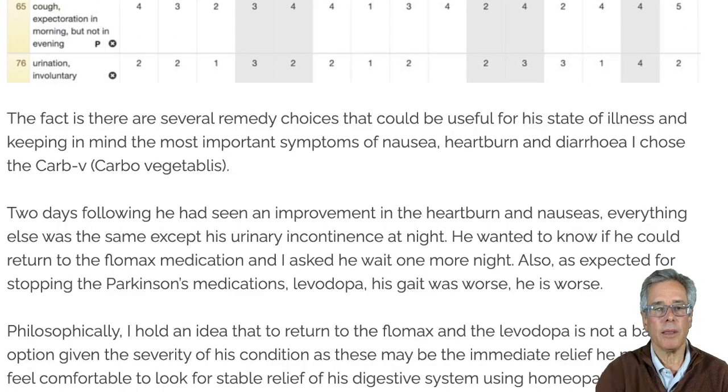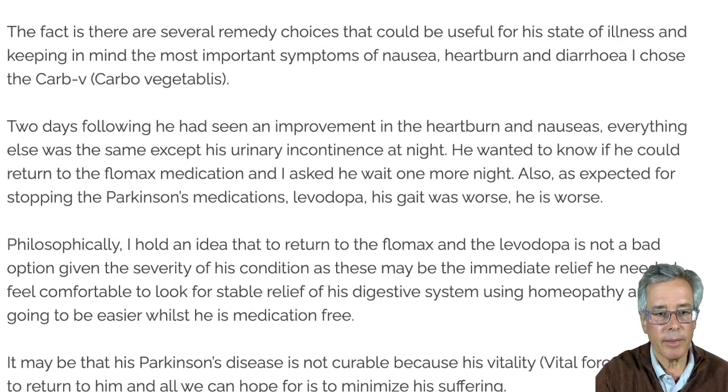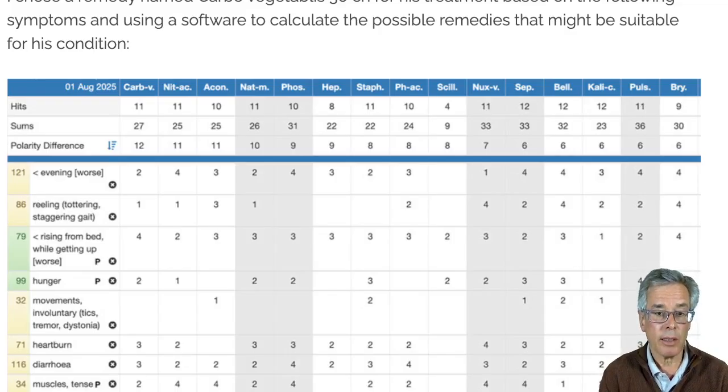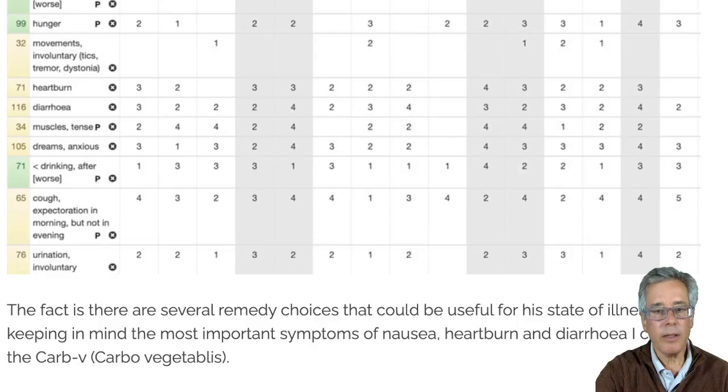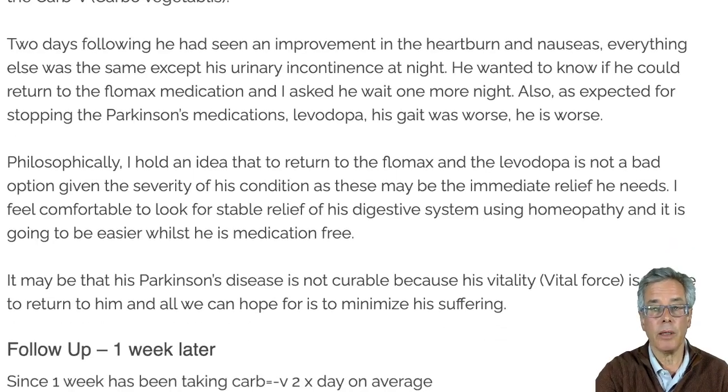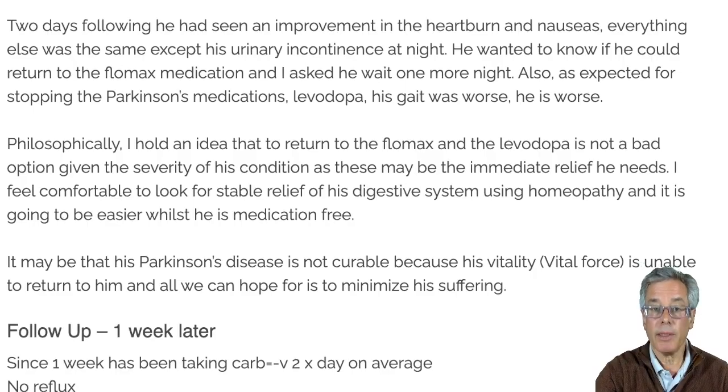So I'm just going to go back to the normal size. Just to talk about this a little bit, there are several remedy choices. These are all remedy abbreviations, different remedies as a sum total of how strongly they are represented in the symptoms that I chose. Now, he has other symptoms. I haven't put everything in, but I've generalized what are his areas of concern and what are the intense symptoms first and foremost. And actually, the remedy I did choose came out as the number one choice. So we gave it. There are a lot of remedies, but I wanted to focus on his digestive system primarily. Two days following, he'd seen an improvement in the heartburn and nausea, but everything else was the same except his urinary incontinence at night.